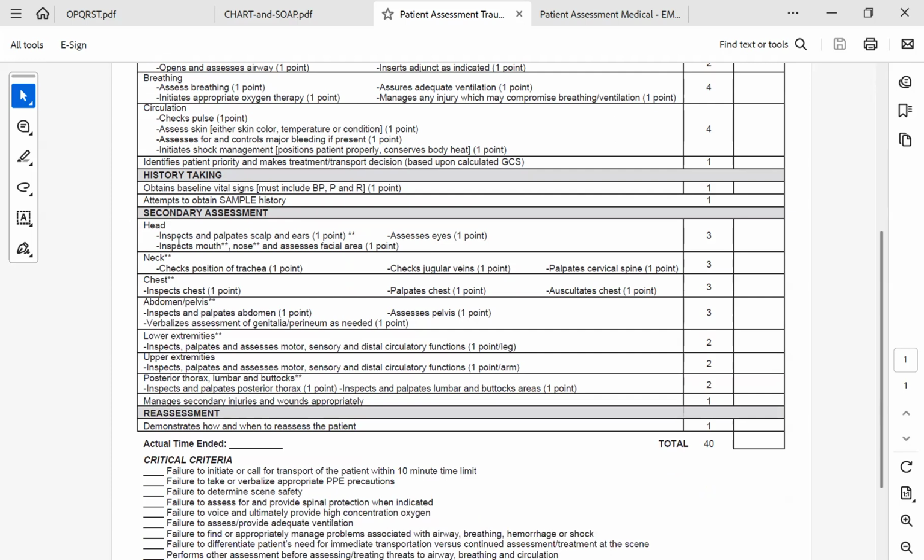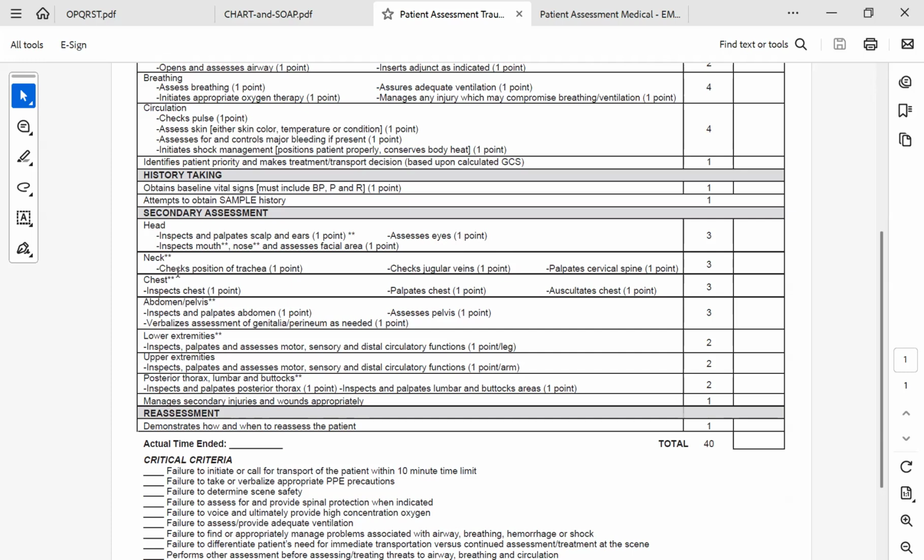So in the head, we're going to inspect and palpate the scalp, the ears, and what are we looking for? DOTS, right? Deformities, open injuries, tenderness, and swelling. We're going to assess the eyes for PEARL, pupils equal and reactive to light. We're going to look at the mouth, the nose, and assess the facial area. We're going to look at the ears and nose for cerebrospinal fluid or blood coming out.